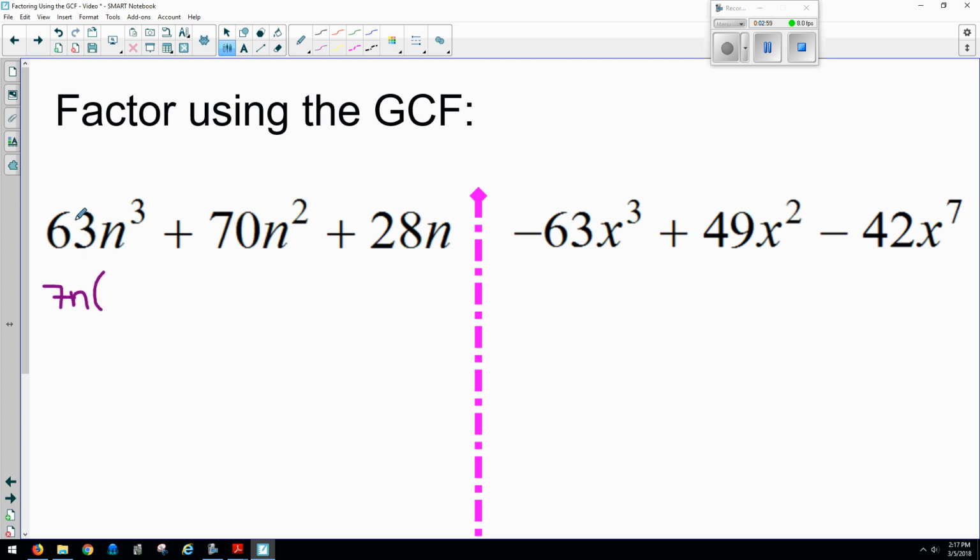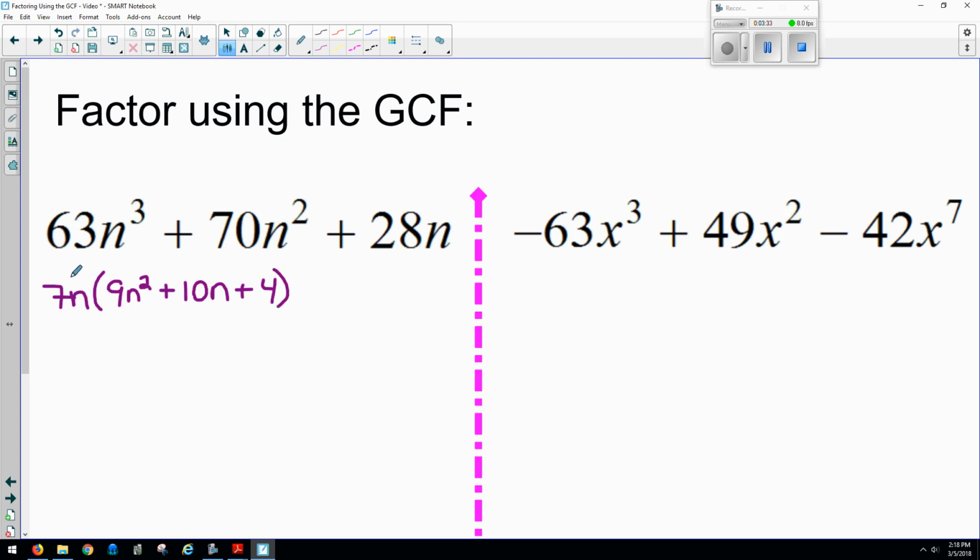And another way you can figure out what's left over in the parentheses is taking 63 and dividing it by 7, and that would give us 9. I'm going to take an n from the n cubed, and I would have 2 of those n's left over, n squared. Plus 70 divided by 7 would be 10. And again, I'm going to take one of these n's out, and I'm left with n. Plus 28 divided by 7 is 4. And I already factored this n out.